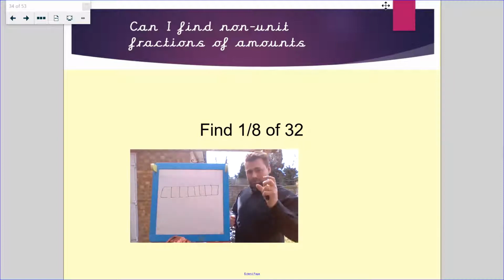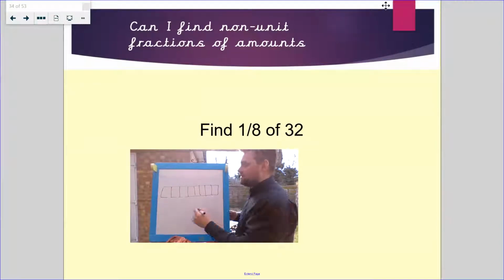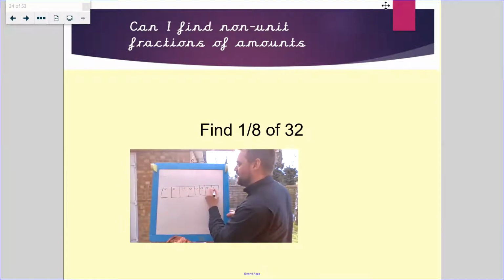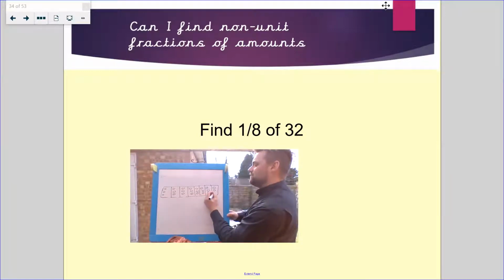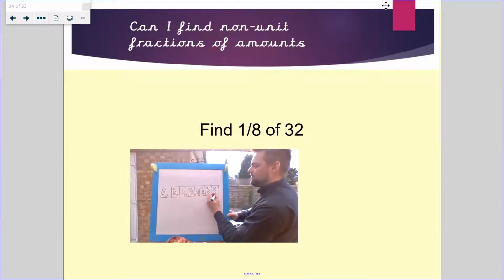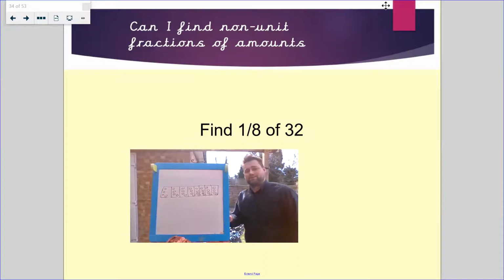But I could do if I had them all in ones. And if I had 32 of them, I could then share them equally into these 8 bars that I've created. So I'd go 1, 2, 3, 4, 5, 6, 7, 8, 9, 10, 11, 12, 13, 14, 15, 16, 17, 18, 19, 20, 21, 22, 23, 24, 25, 26, 27, 28, 29, 30, 31, 32. So I've put my 32 counters into my bar.